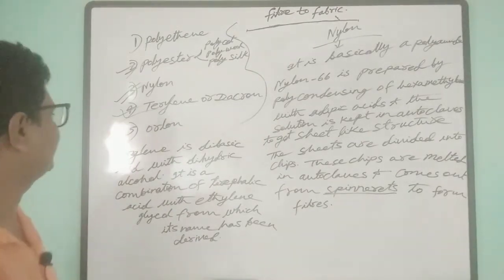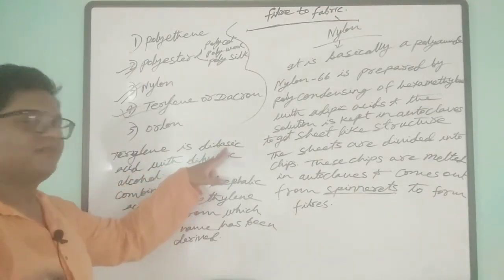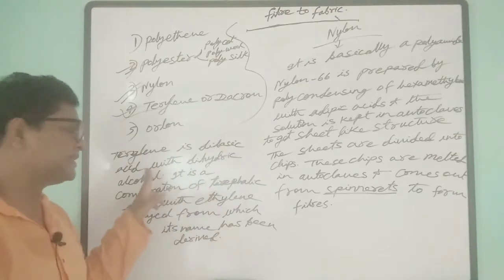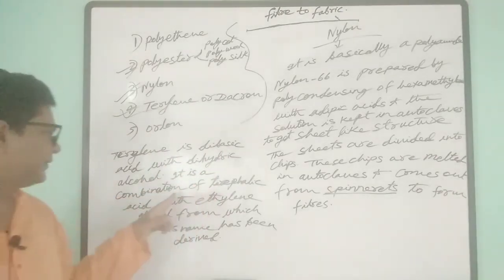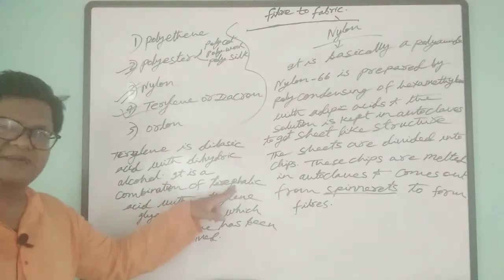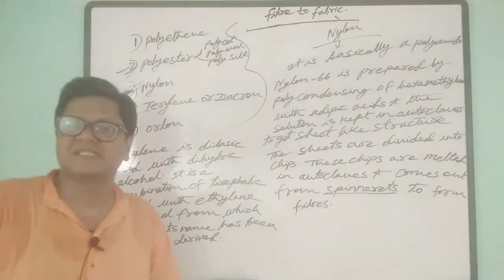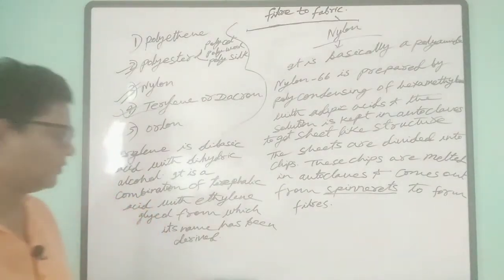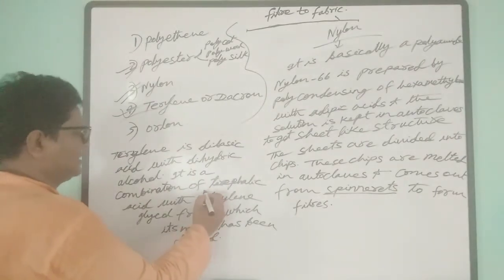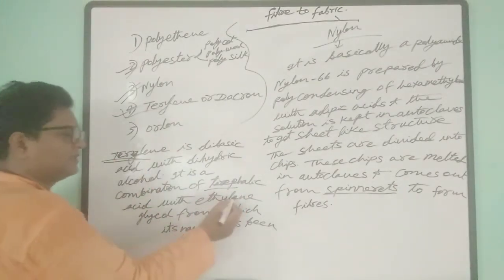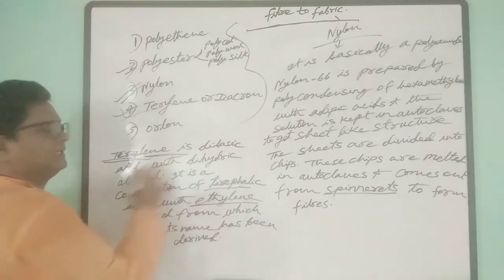Terylene is basically prepared with the reaction of dibasic acid with dihydric alcohol. It is a combination of terephthalic acid with ethylene glycol, from which it has taken its name. See, Tery from terephthalic, and ethylene glycol.